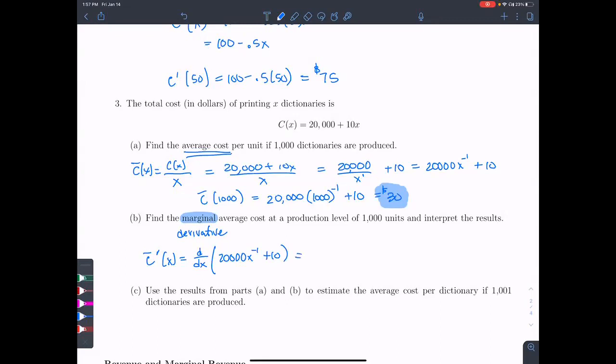Taking a derivative of that first part, I'm going to put the exponent down front, decrease it by 1, and then the derivative of 10 is 0. So this is the marginal average cost. And I want to know this at 1,000. So I'm going to do C bar prime of 1,000. So I plug in -20,000 times 1,000 to the -2. Let's square that on the bottom, and that is -0.02.